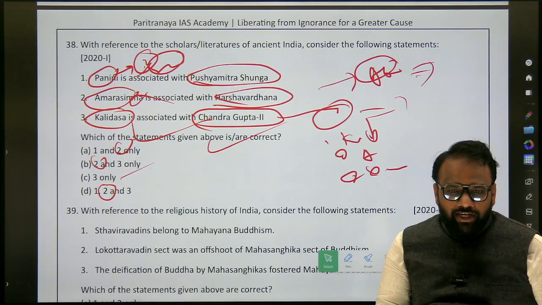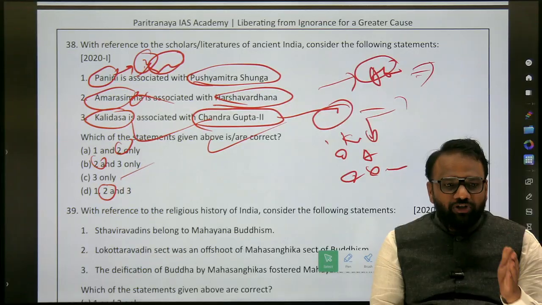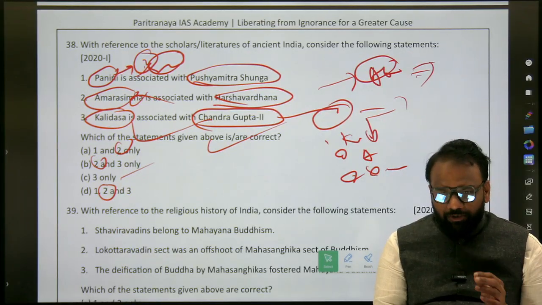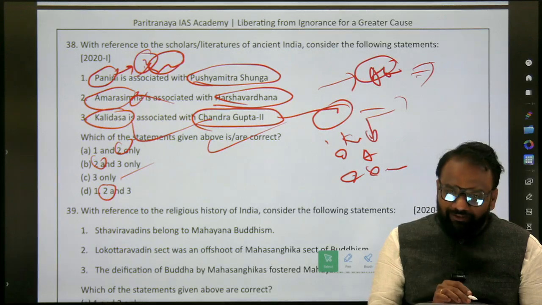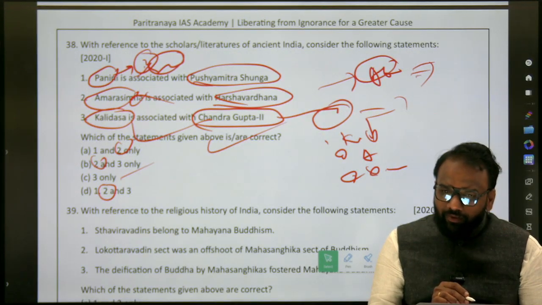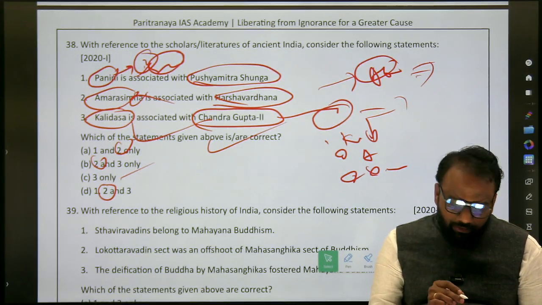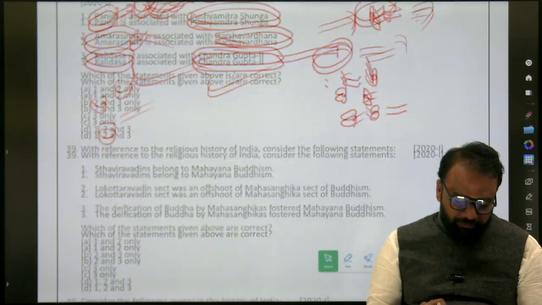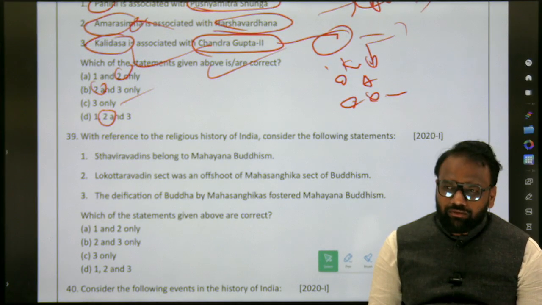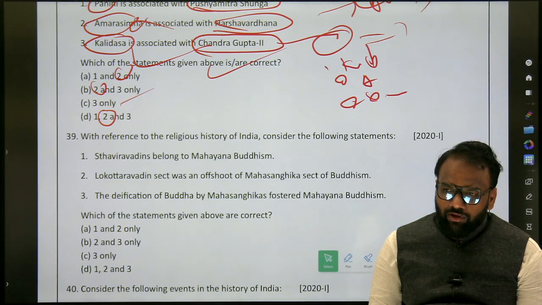Unlike some of the personalities, when it comes to Panini, different sources give different information. So approximately which century? More in time? Okay, write it. More in time. 4th century, sir. 4th century.